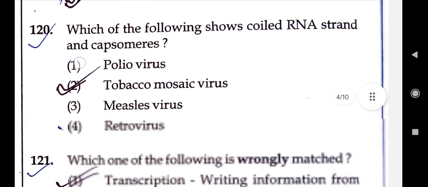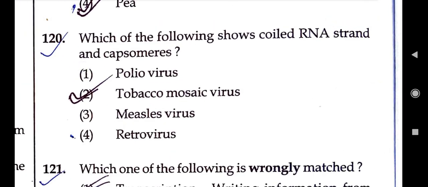Let's see 120 number question. Which of the following shows coiled RNA strand and capsomeres? So option 2 is the correct answer. Tobacco mosaic virus shows coiled RNA strand and capsomeres. Okay, students. Option 1, polio virus, wrong option. Option 3, measles virus, this is also wrong. Option 4, retrovirus, this is also wrong. So the correct option is option 2, that is tobacco mosaic virus.